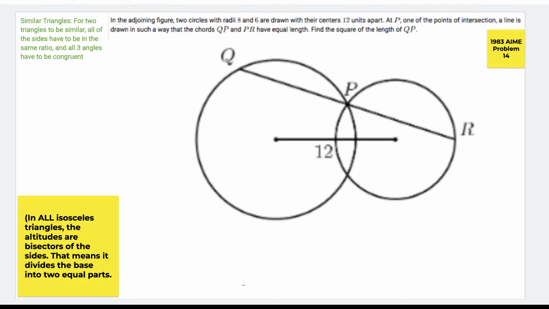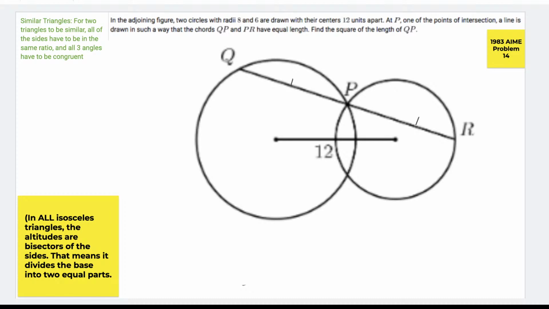At P, one of the points of intersection, a line is drawn in such a way that chords QP and PR are of equal length. Now we want to find the square of the length of QP. Even though this is problem 14 from the AIME, it is very hard, but with the solution I'm going to show, it's actually not hard at all.